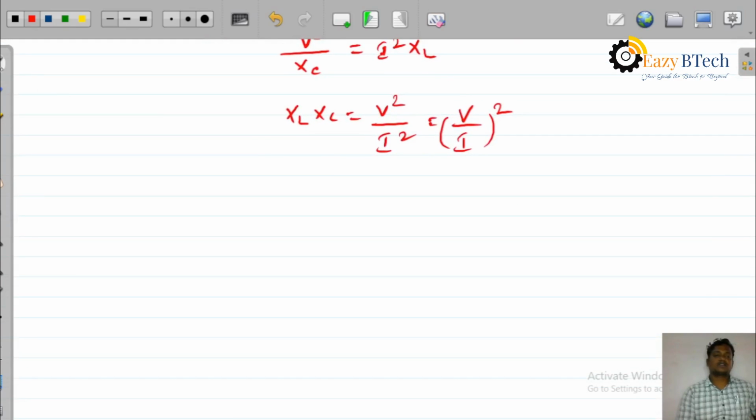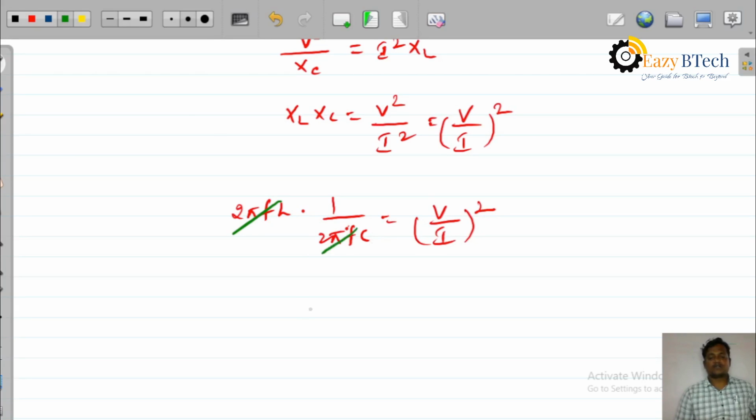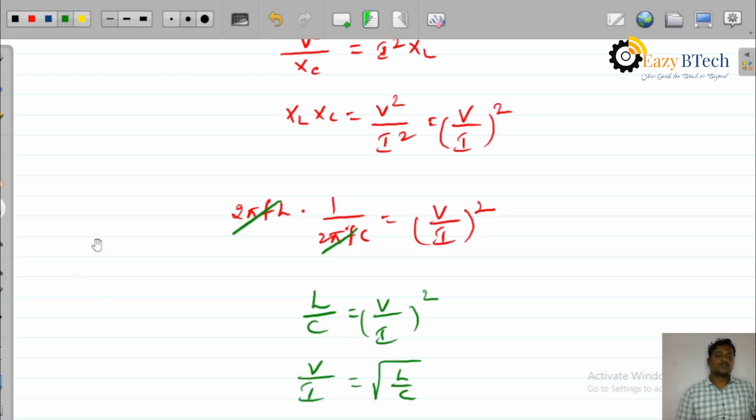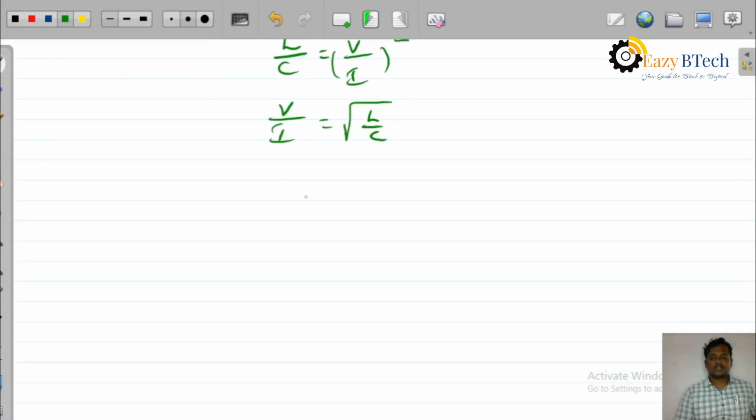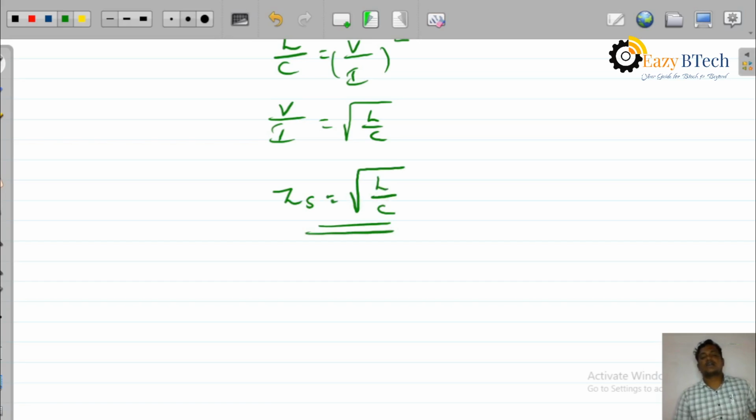Now XL equals 2 pi f L, and XC equals 1 by 2 pi f C, and the product equals V by I whole square. The 2 pi f terms get cancelled. The remaining is L by C equals V by I whole square. From this, V by I equals root of L by C. What is voltage by current in AC circuits? That is nothing but impedance. Therefore, surge impedance equals root L by C. We can calculate the surge impedance from this case also.